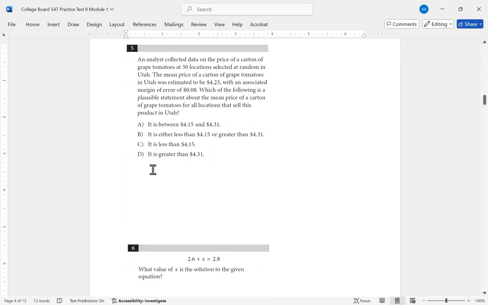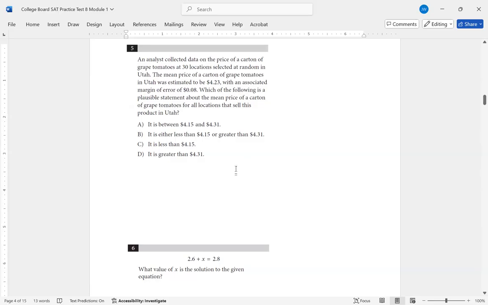Question 5. An analyst collected data on the price of a carton of grape tomatoes at 30 locations selected at random in Utah. The mean price of a carton of grape tomatoes in Utah was estimated to be $4.23, with an associated margin of error of 8 cents. Which of the following is a plausible statement about the mean price of a carton of grape tomatoes for all locations that sell this product in Utah?